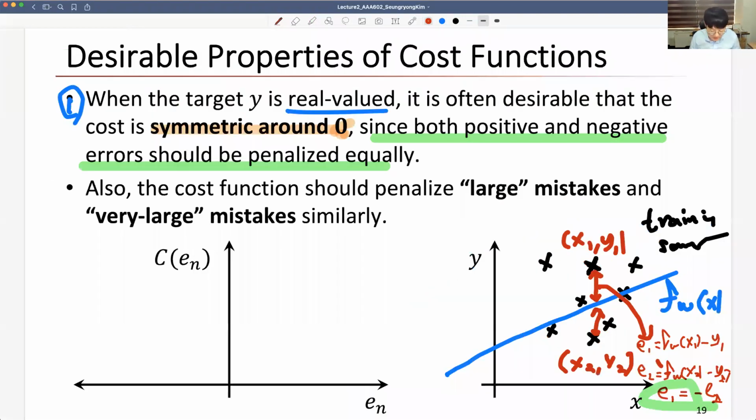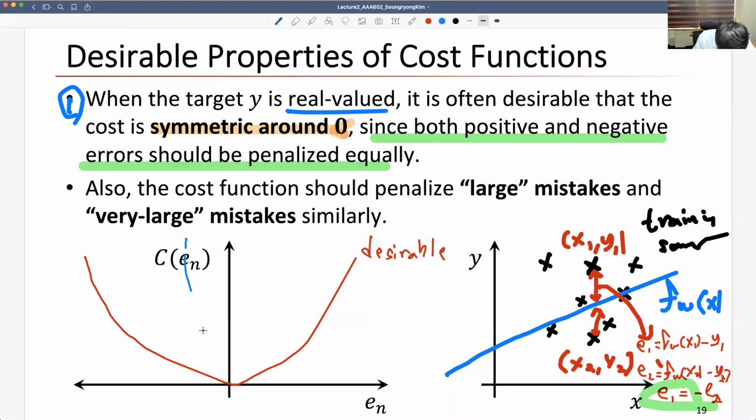So in this case, we want to deal with these two kinds of samples that generate the positive error and negative error equally. So this is our desirable property. So to summarize, the cost function looks like this, desirable. The cost function looks like this one.